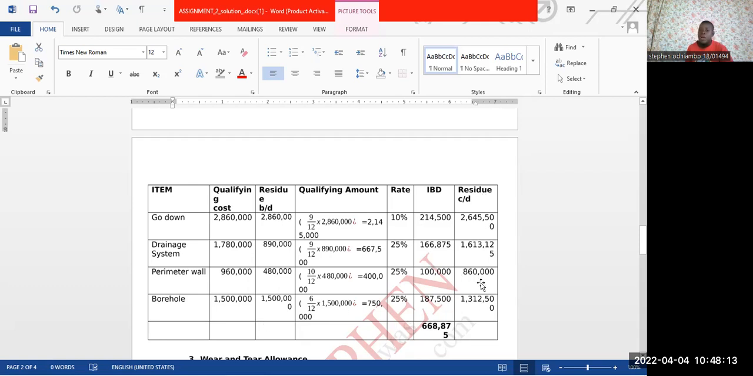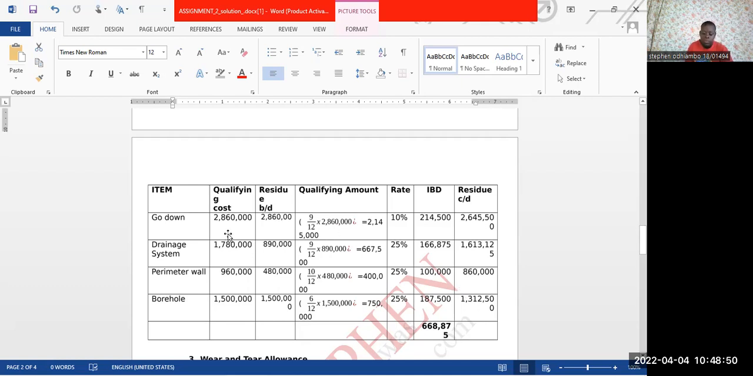So the residue amount, how should we get it? We have it after charging industrial building deduction, which is in this column. We will find the industrial building deduction sums up to 668,875, just below here. That is the amount of industrial building deduction which we will be using down when we are giving our investment allowances. So that is all to do with industrial building allowances.